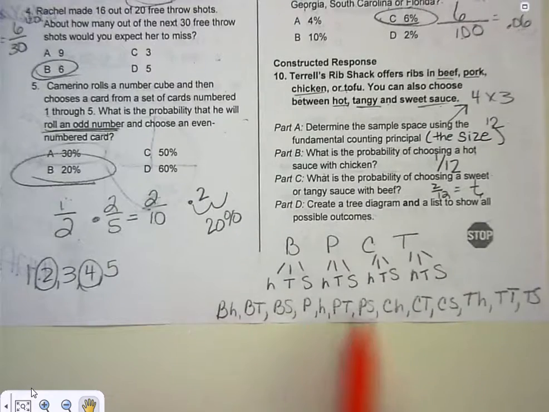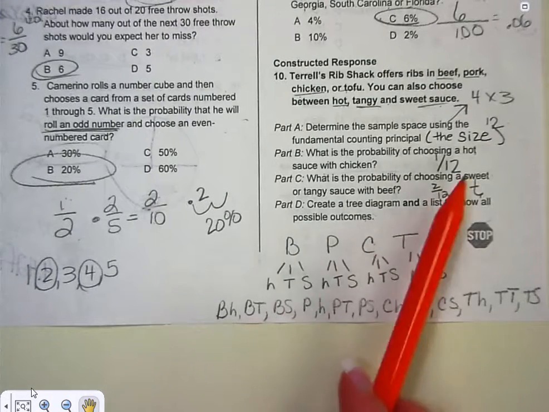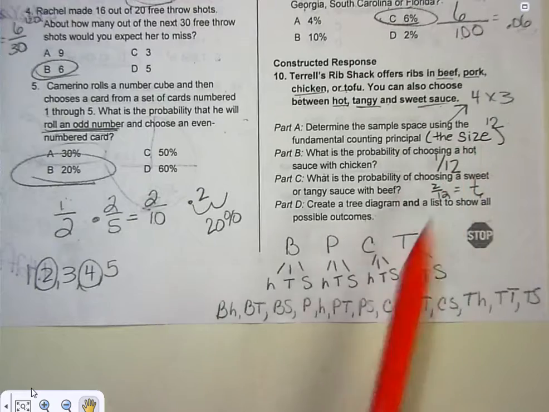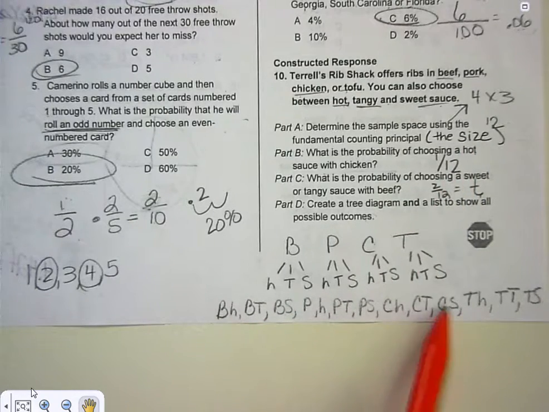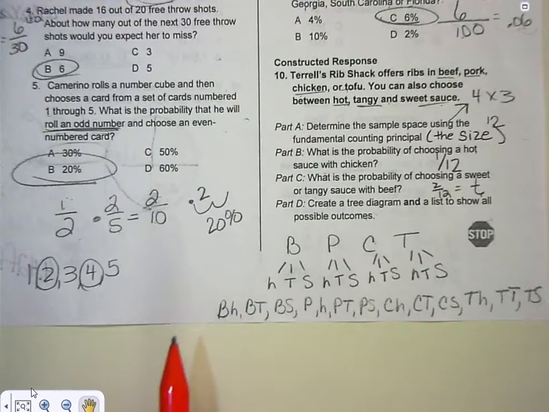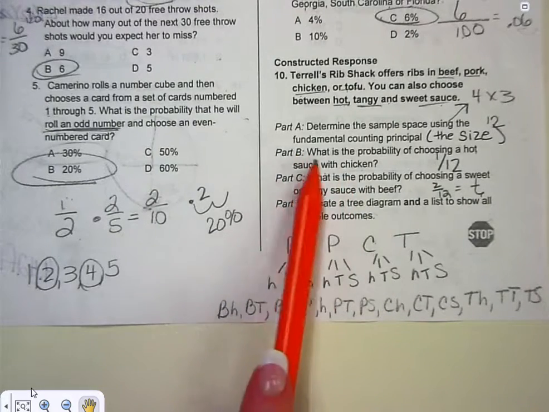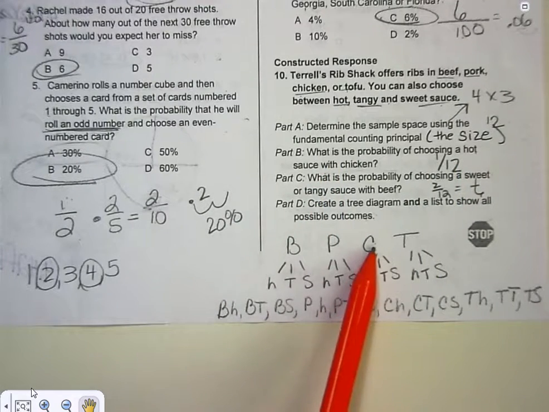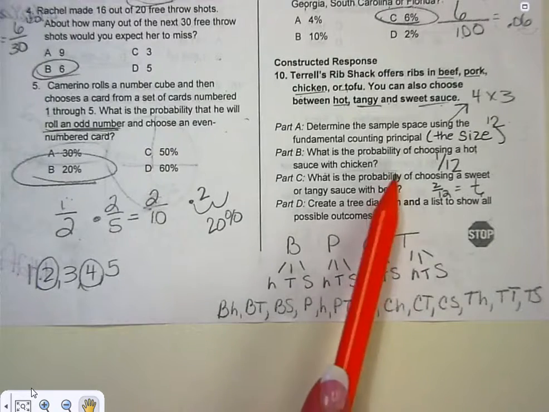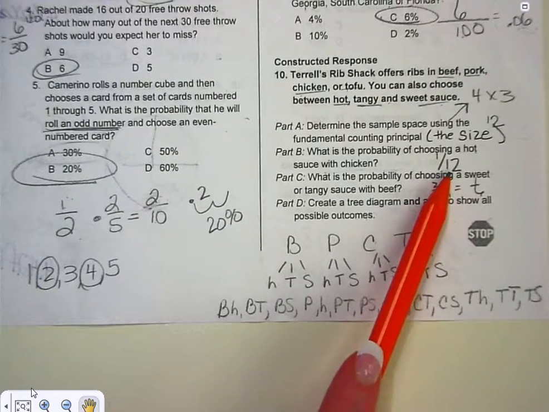So here is my sample space. And there are 12, just like I found in part A. 1, 2, 3, 4, 5, 6, 7, 8, 9, 10, 11, 12. So out of 12, how many of them would be hot sauce with chicken? So go to chicken. And how many are there with hot sauce? 1 out of 12, 1/12.